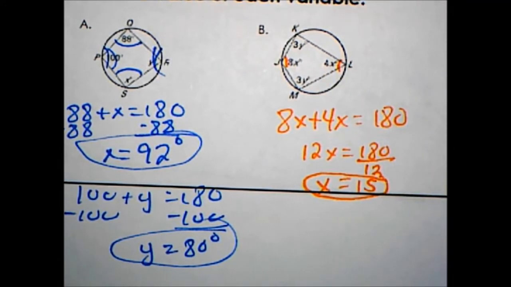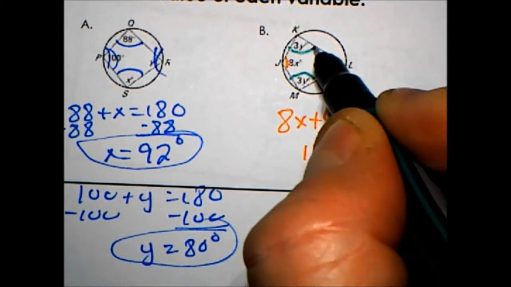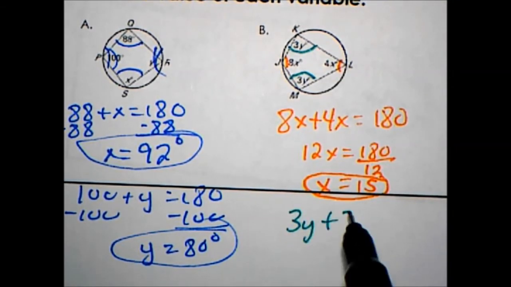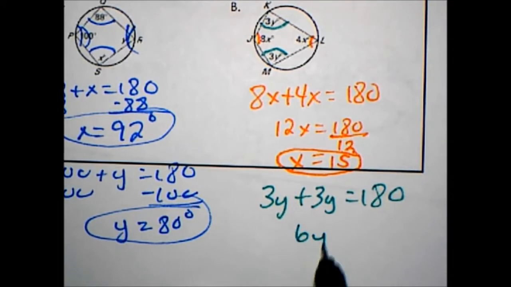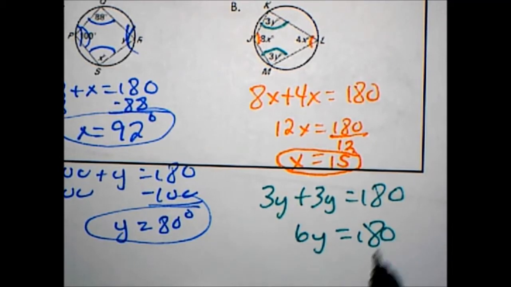If I look at the other direction, let me change colors. This has 3y with 3y. That means that's 3y plus 3y. It's still going to equal 180. So that means that's 6y equals 180. If I divide by 6, y equals something. What does y equal? It equals 30.